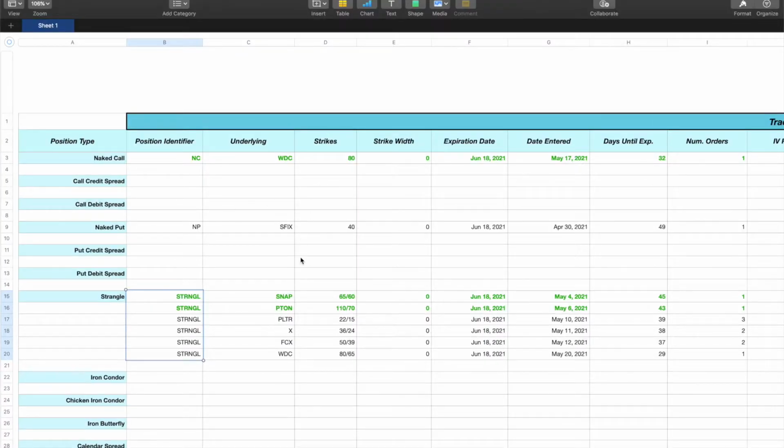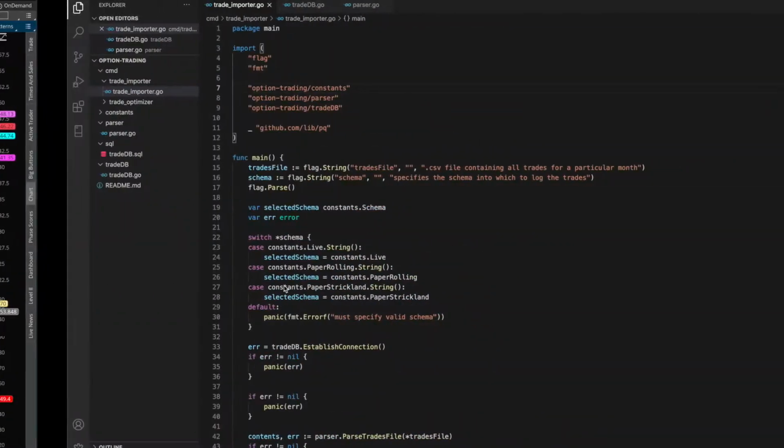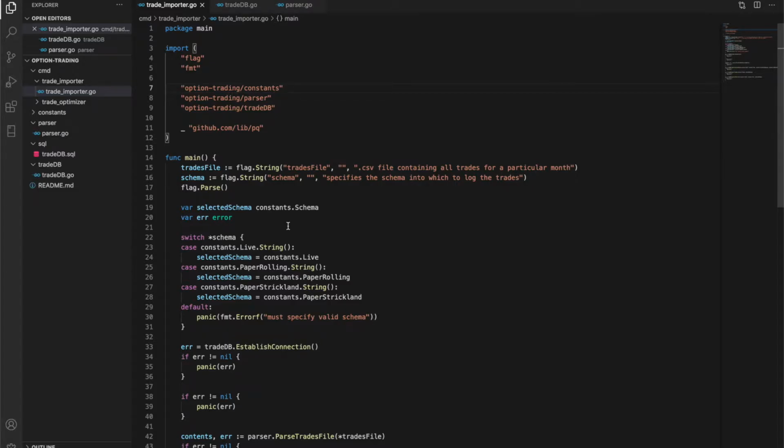Using these spreadsheets, and if I now come over here, I have written a basic Go application, just a simple computer program that will read through those spreadsheets for each month, and it will import those trades into a database on my computer. And then from there, I can write queries that will analyze the data in however I want.